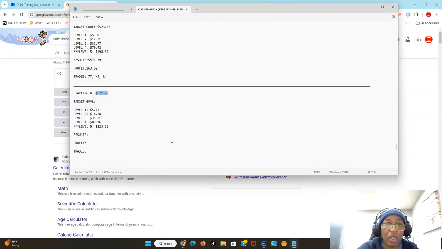Our goal is to get this account to 588.43, which is about $16, just about $16 or $17. That's what we are looking for in this session, because this is a small account, guys. It's about $500, okay? So you're not going to be looking for $1,000 profit.